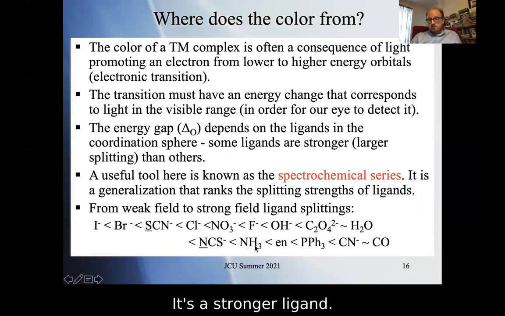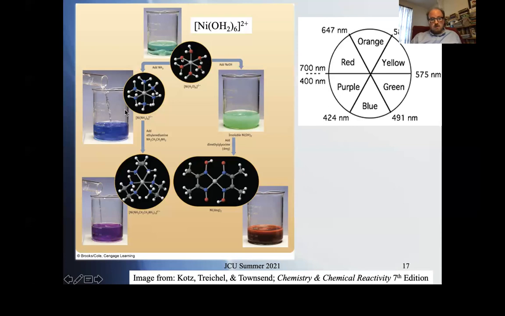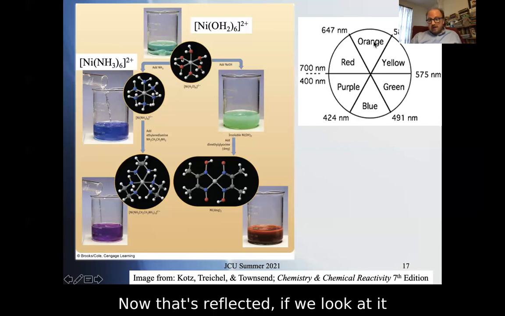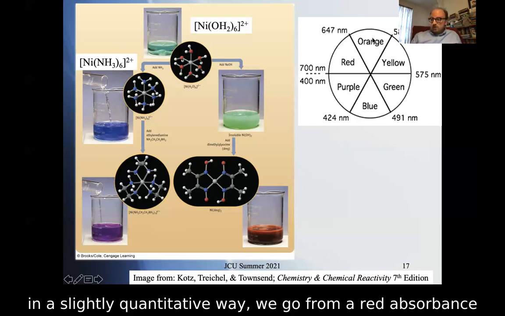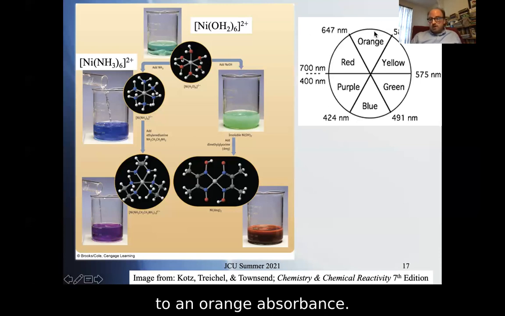Ammonia is above it. It's a stronger ligand. Right? And now that's reflected if we look at it in a slightly quantitative way. We go from a red absorbance to an orange absorbance.